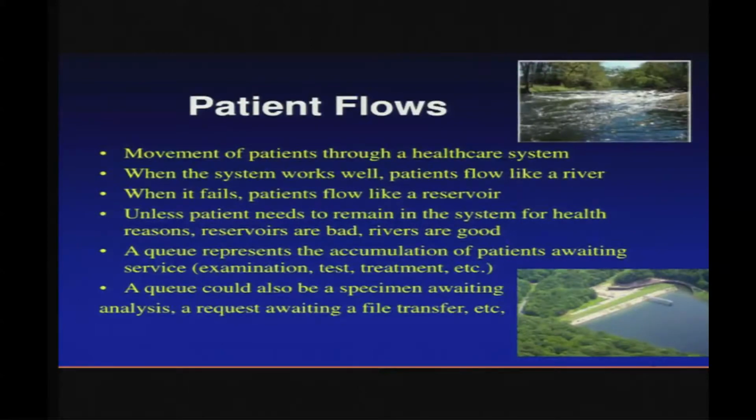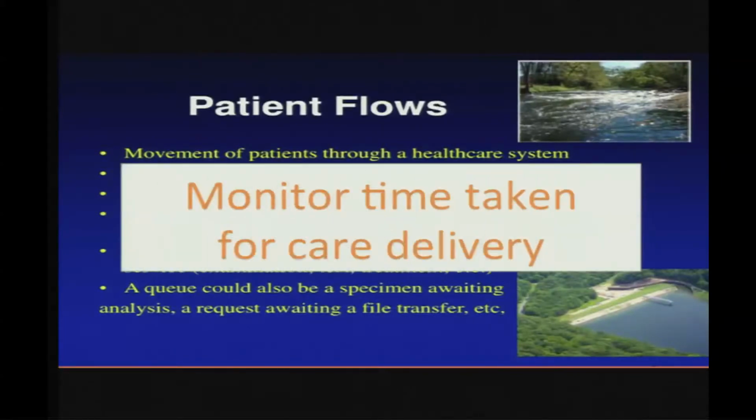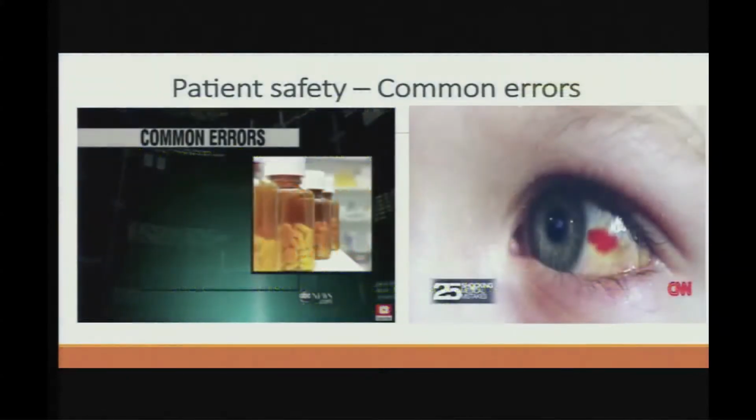You also need to take care of the patient flows. Patient flow should be like a river in your hospital. When the system works well, patients flow like a river. But when it does not, it becomes a reservoir where mosquitoes also breed. So you should monitor the time taken for care delivery in each and every care process zone.